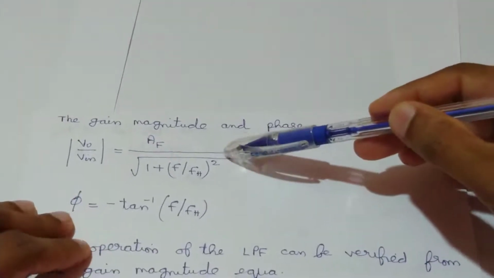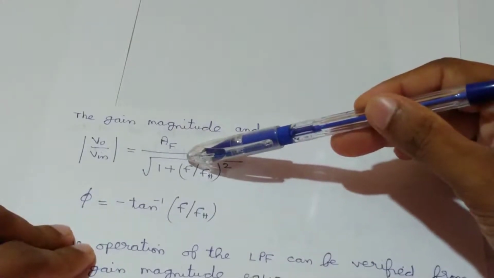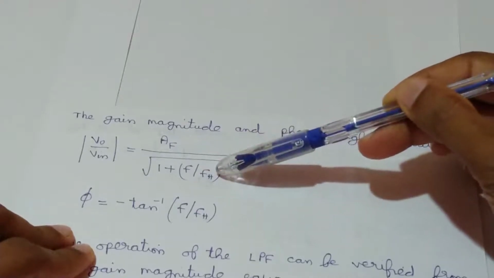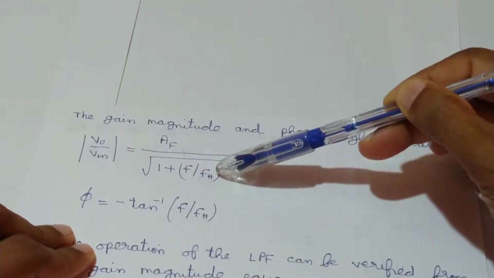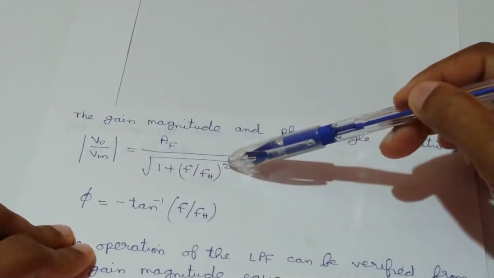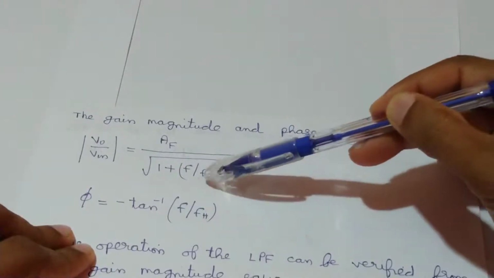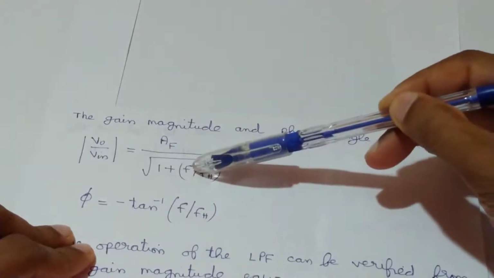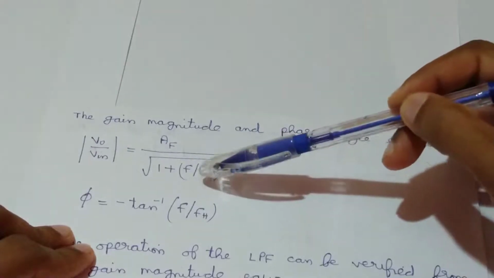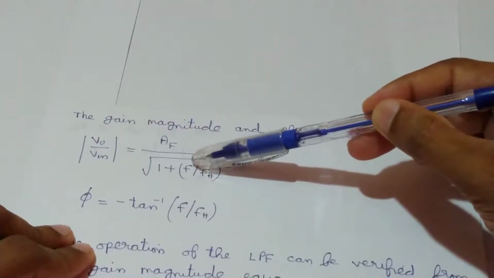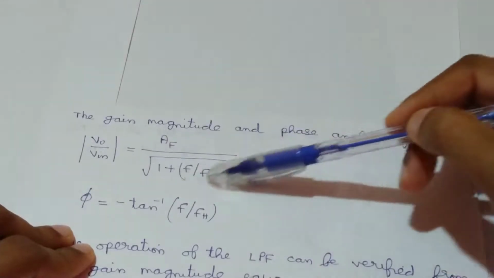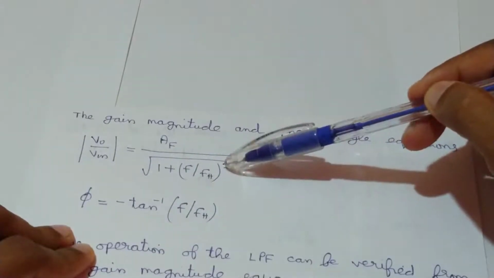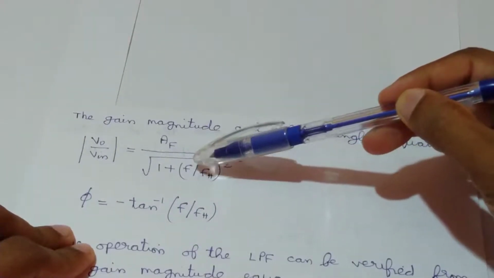Consider this equation. Here, when the f value is greater than fh, f divided by fh is greater than 1, and we are squaring a value greater than 1, so we will get a large value here. So that 1 plus a large value is coming here. As f goes on increasing, this value goes on increasing. So actually this denominator value is increasing when f is increasing beyond fh.